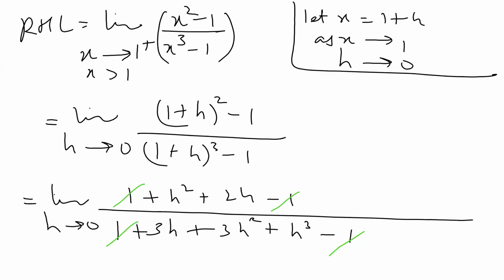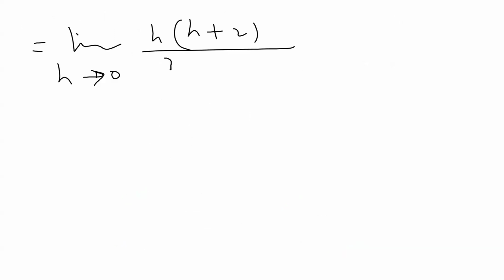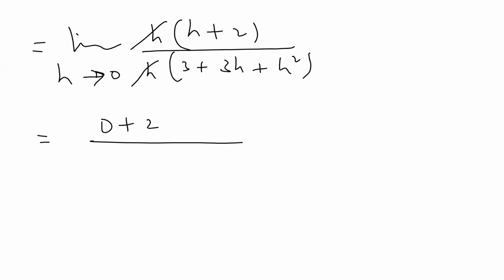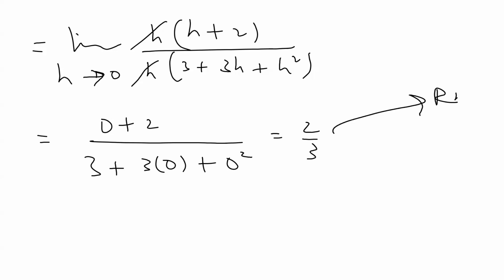Limit h approaching 0, take h common within the bracket: h plus 2, and down again you'll take h common: 3 plus 3h plus h square. After taking h common, h is gone. Now further simplification is not possible, so we'll put the value of h as 0. So the answer is 2 by 3. So this is the RHL answer.